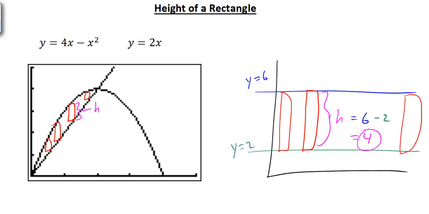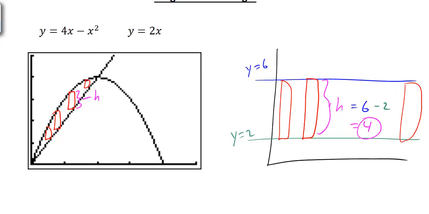So we want to apply the same concept over here with y equals 4x minus x squared and y equals 2x. Well, which function is on top? The parabola, the 4x minus x squared, is the function that is on top. So that's like our y equals 6 over here. The function on the bottom, like our y equals 2, is going to be y equals 2x, which is the straight line.